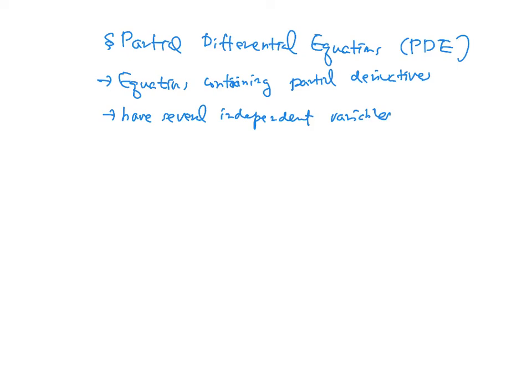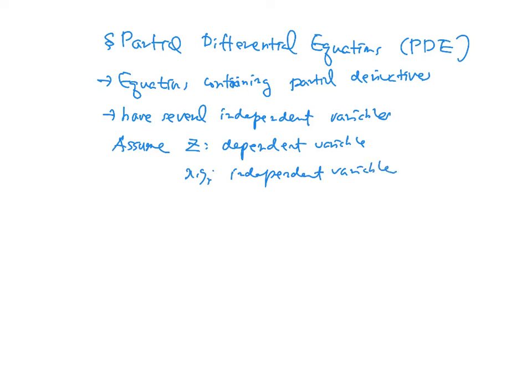So in this semester, I think let's consider the simplest case. So we have only two or three independent variables and one dependent variable. So for example, let's say, assume z as a dependent variable and x, y as independent variables. For example, if z is ax plus a square y plus b, a and b constant, then this function satisfies, so you'd like to know.